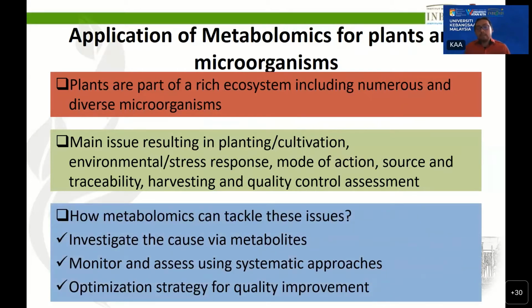So how can metabolomics tackle this issue? Of course, when we talk about metabolomics, we cannot run away from metabolites, because we use metabolites to investigate the biological system and how it reacts towards environmental stimuli. And of course, we need to monitor and assess these metabolites using a systematic approach. In this case, we have an untargeted or targeted approach using mass spectrometry methods, for example, for us to monitor and assess the metabolites. And at the end, we can use this information for optimization strategy for quality improvement.